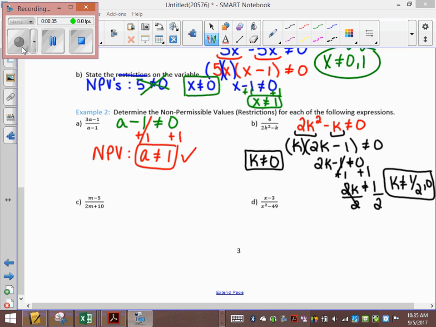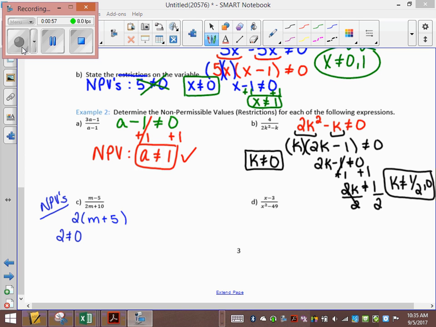So we have 2m plus 10 on the bottom. What can I take out of the 2m plus 10? What greatest common factor? 2. So then I'm left with m plus 5. Then to find my NPVs, I just split them up and say not equal to 0. So I have 2 cannot equal 0. That is true, but that doesn't give me an NPV, right?